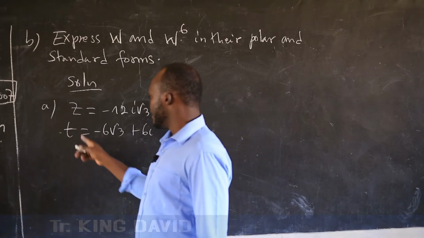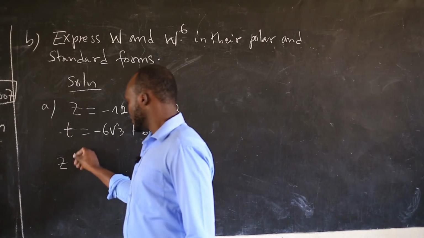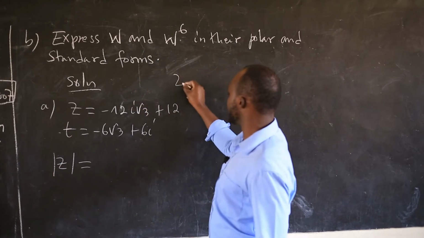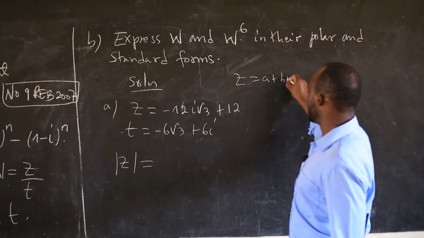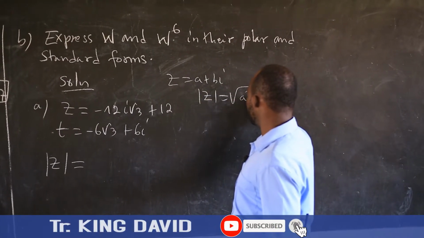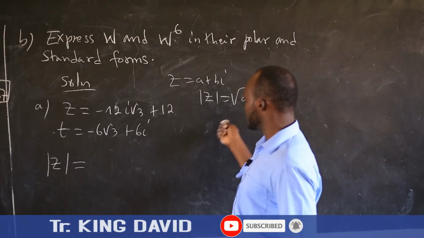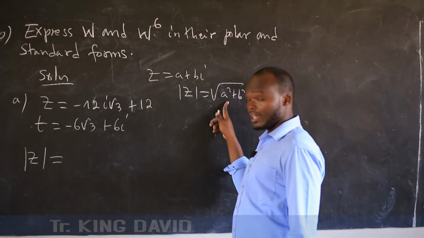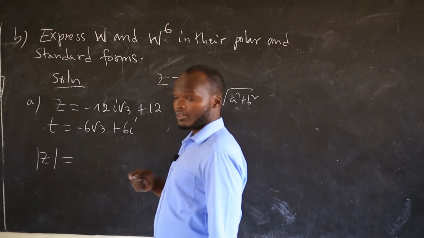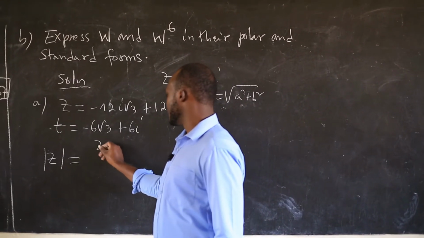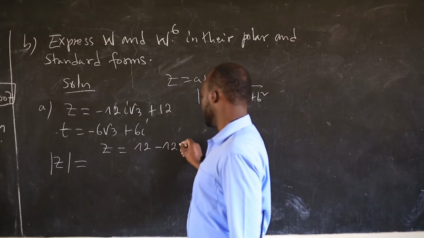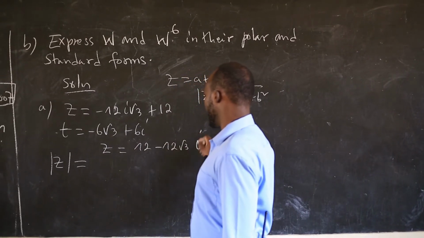So the modulus of z, what is the modulus of z? Remember, if you have z equal to a plus bi, what is the modulus? It's the square root of a squared plus b squared. That's how we know it: a squared plus b squared. So now our a is 12 because z is written in the form of 12 minus 12 root 3 i.